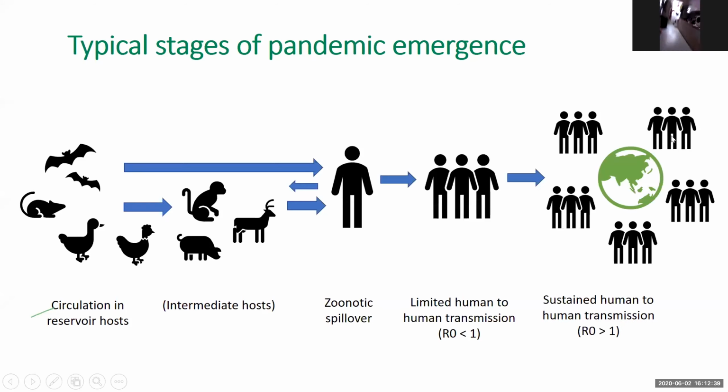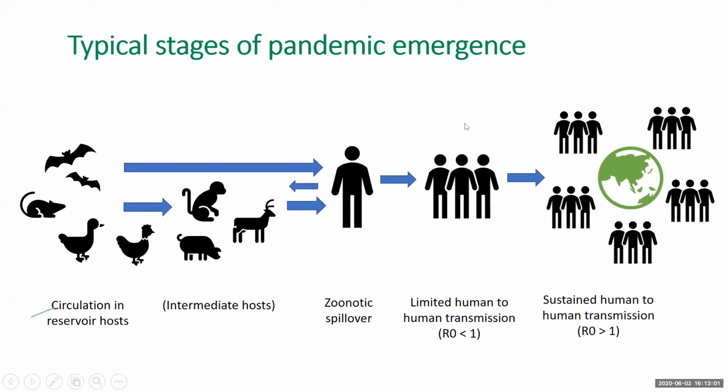For some infections, we might then see limited human-to-human transmission, as has been observed for avian influenza viruses such as H5N1. So this occurs if the basic reproduction number is less than 1, meaning that on average, each case transmits the infection to less than one other person. You might still get some stuttering chains of transmission, but these eventually die out.